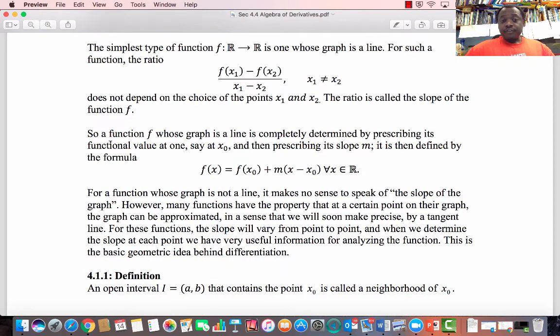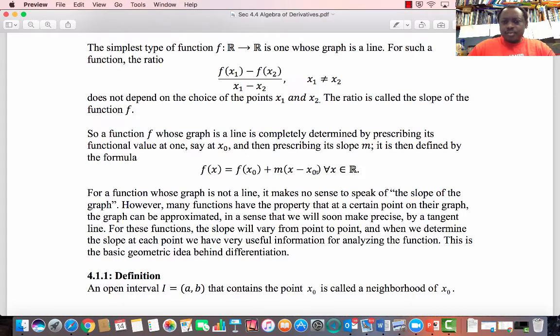So, a function f whose graph is a line is completely determined by prescribing its functional value at one point, say x0, and then prescribing its slope m, and in this case it is defined by the formula f of x equals f of x0 plus m times x minus x0.